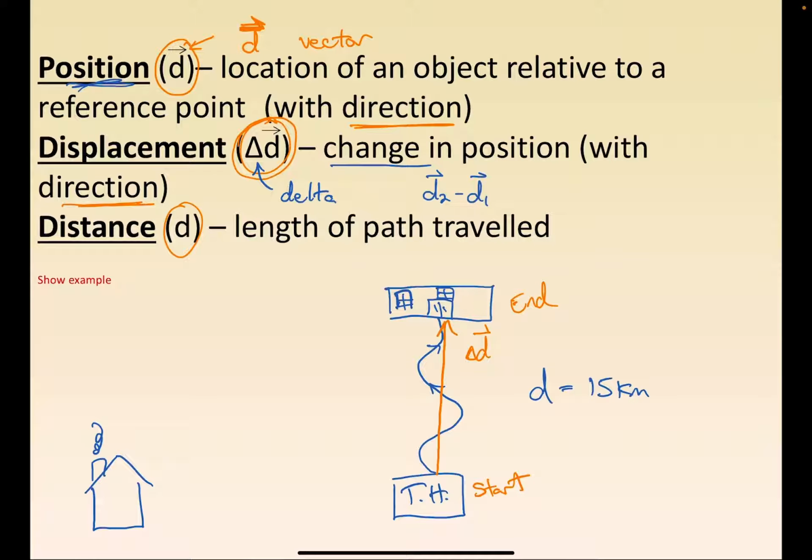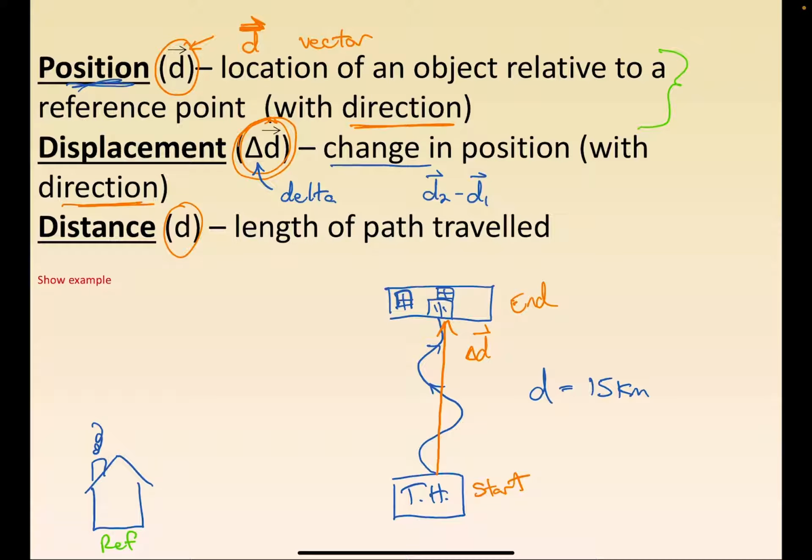So if the orange line is the straight line from start to end, what on earth is position? Position is where am I? Where did I end up compared to a reference point? A common reference point for you: if your mom or dad calls you on your cell phone and says, where are you? You say, I'm at so-and-so's house, and they don't know where that is. They want to know, where are you compared to home?